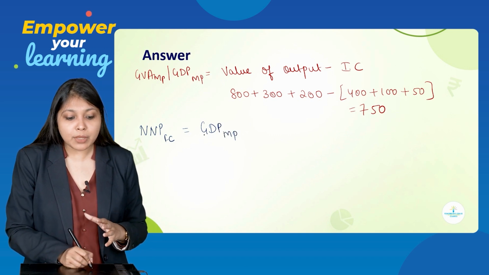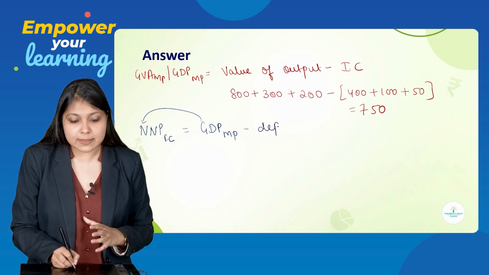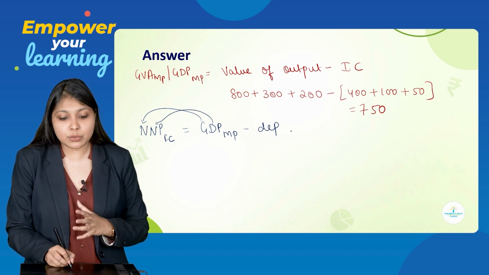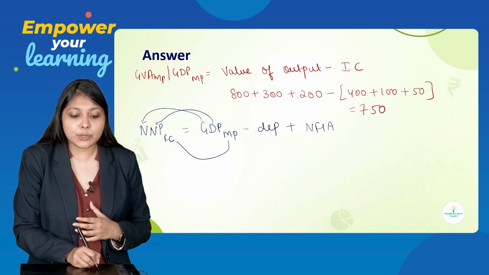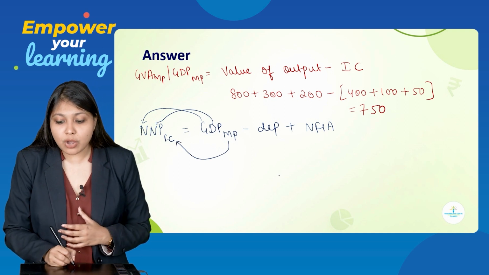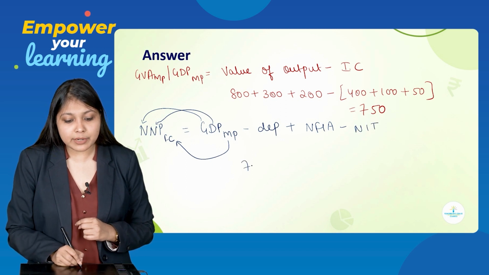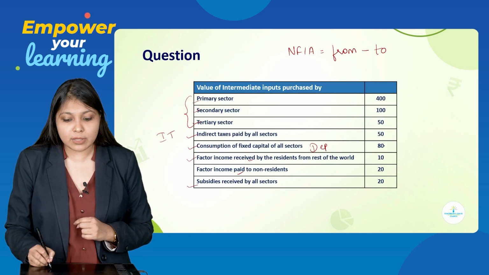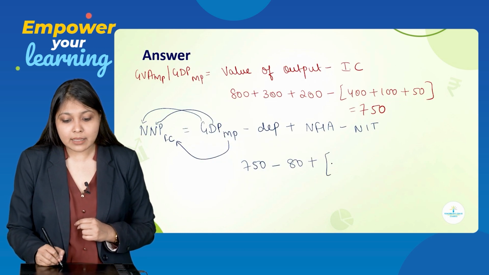Now if you want to go from gross to net, what do we do? Minus depreciation. To go from domestic to national, plus NFIA. PP remains as it is. From MP to FC, from market price to factor cost, minus NIT. GDP MP you already have, 750, minus depreciation. Let us look at what the depreciation is: consumption of fixed capital of all the sectors, that is 80. So 80 is your depreciation, plus NFIA, net factor income from abroad minus to abroad.